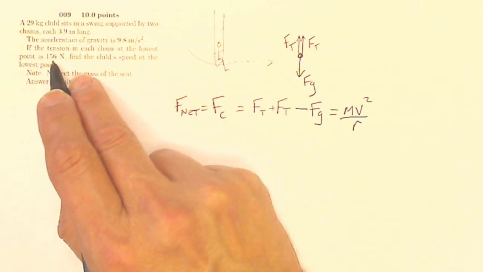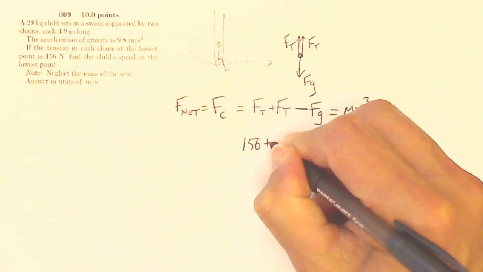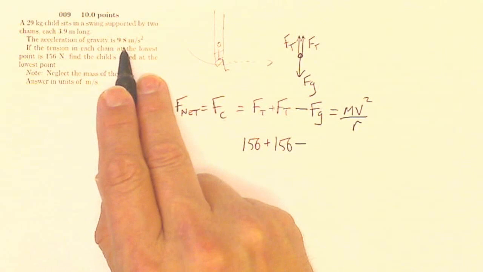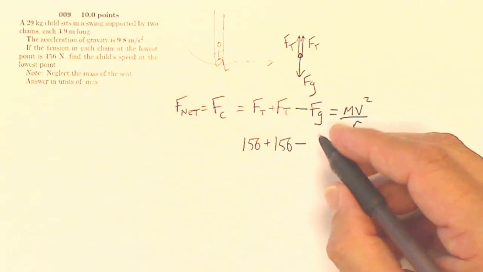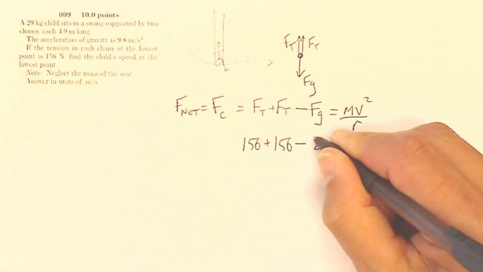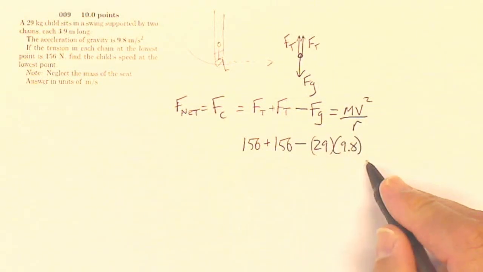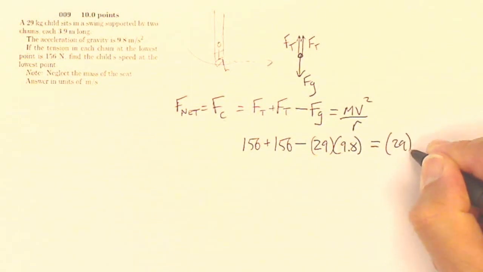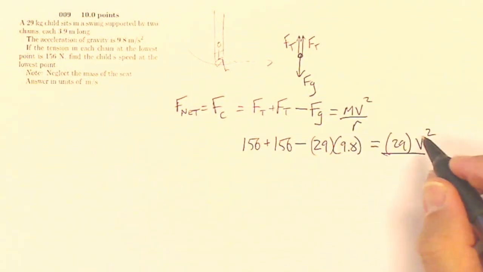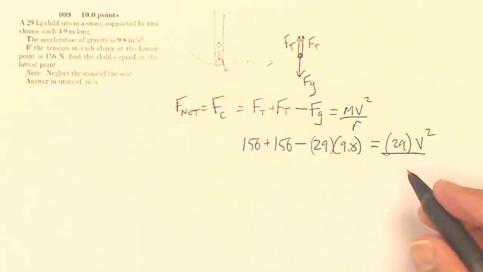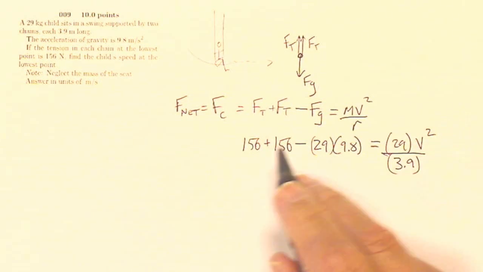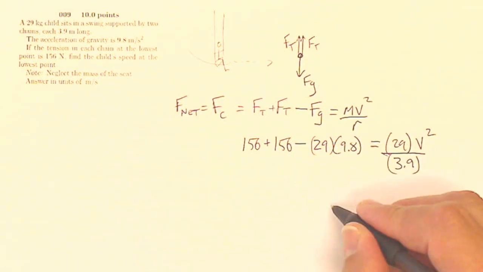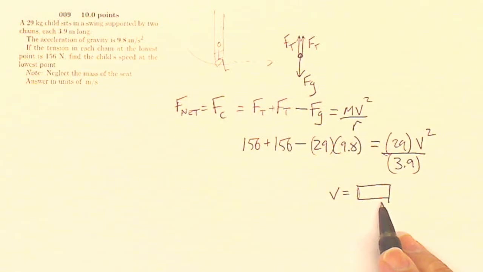So my tension in each chain is 156 newtons. So this is 156. This is another 156. The force of gravity is going to be this 29-kilogram child times the acceleration of 9.8 meters per second squared. So this is going to be 29 times 9.8. Now all of that is going to be equal to my mv squared over r. So that's going to be my mass of 29, my v squared, which I don't know, divided by my radius, and my radius is the length of these chains, which is 3.9 meters. So if you do twice 156, subtract that, multiply by 3.9, divide by 29, and square root, you will get yourself your velocity, the speed the swing is moving.